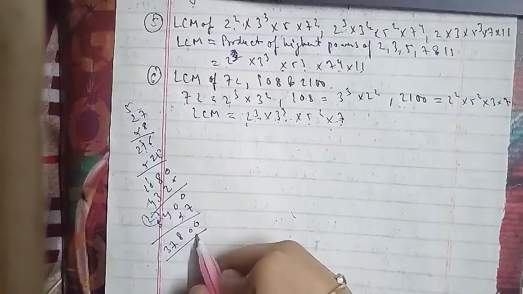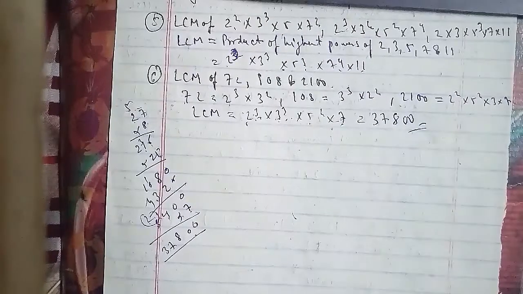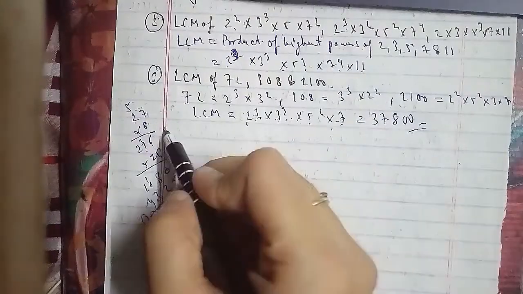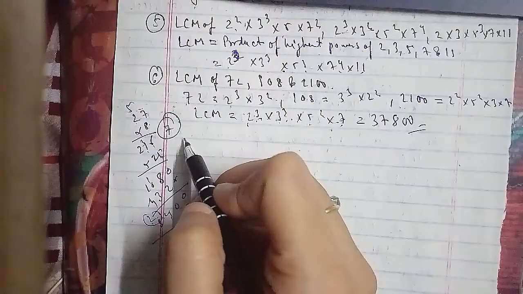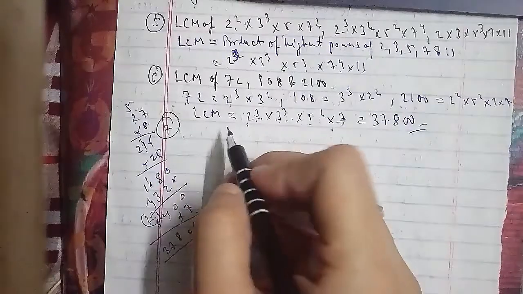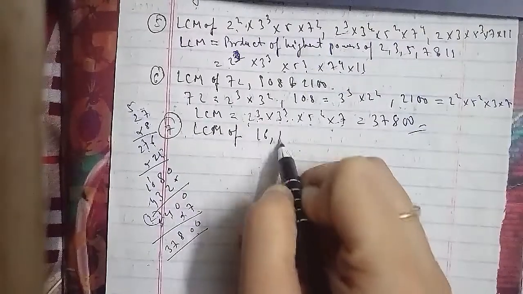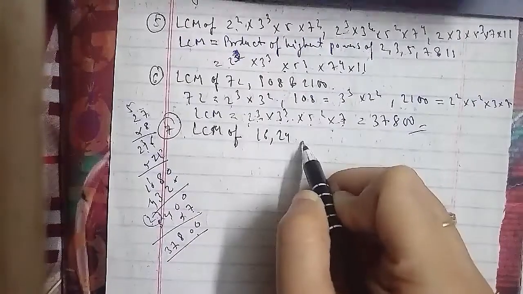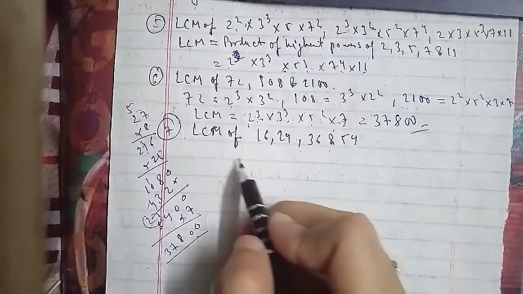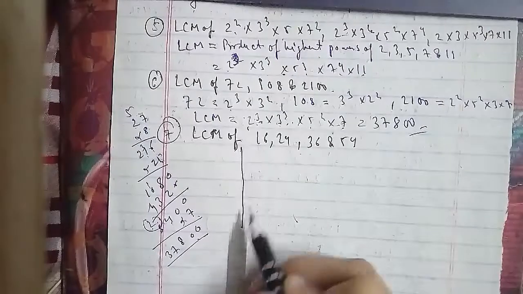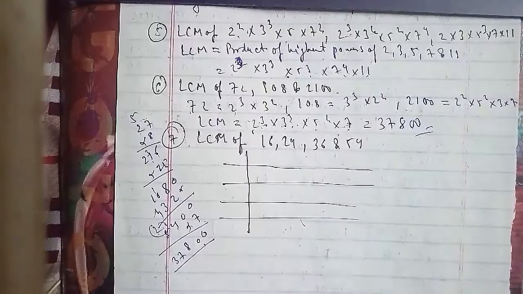2 8s are 16, 2 12s are 24, 2 18s are 36, and 2 27s are 54. Again for 2: 2 2s are 4, 2 4s are 8, 2 6s are 12, 2 9s are 18, and 27 stays as it is, because 27 does not come in the table of 2. 2 2s are 4, 2 3s are 6, and 9 and 27 remain as they are. Then we have 3 here: 3 1s are 3, 3 3s are 9, 3 9s are 27. Then we take 3 as well: 2 stays as it is, 1 stays, 3 1s are 3, and 3 3s are 9.